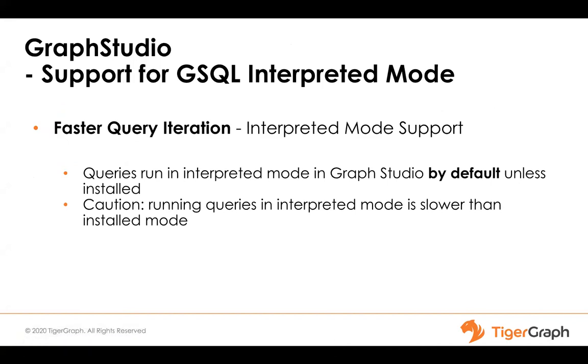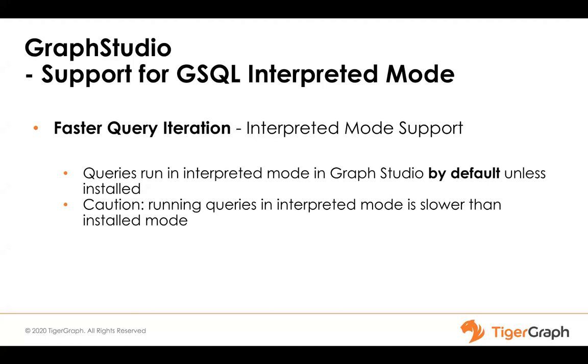This is another GraphStudio supported feature, which has been in the product since TigerGraph 2.4, and we now expose it through GraphStudio 3.0. It makes it faster for multiple users to work on the same TigerGraph instance, write queries, and try different queries. You don't need to install the GSQL queries every time before running them.